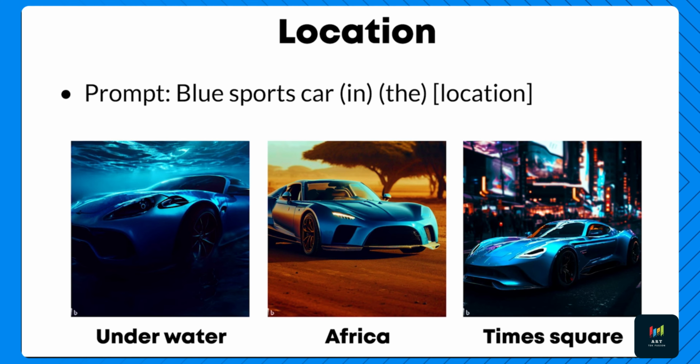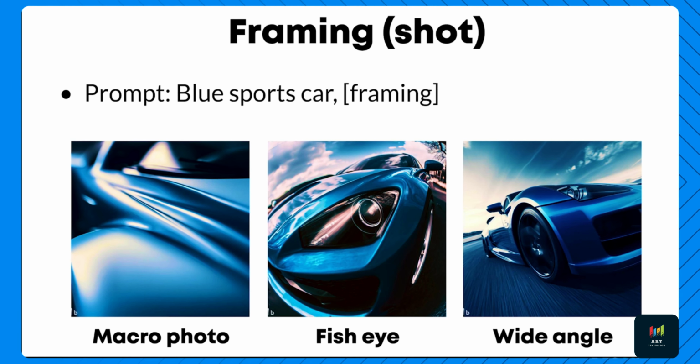Finally, the framing of the shot decides what of the content you will see and how you will see it. These are all terms from photography. So for instance, a macro shot is a very close-up, highly detailed shot. You could do fisheye, which uses a very wide-angle lens with a 100-degree field of view, or you could do a normal wide angle, which does not make the image look distorted.